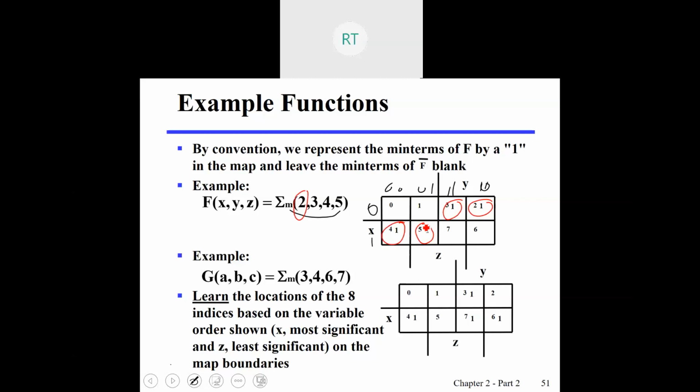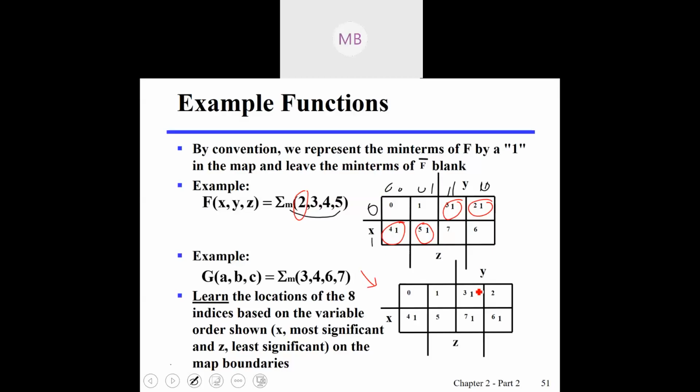How about 3, 4, 6, 7? Who can help? Yes, Maverick, can you help? How do I fill from here to here? Okay, so we have a 3, so it's the third one, and we have a 1 in the third one, and we have a 4, so it's 1 and the 4, and we have a 6, so it's the last one.